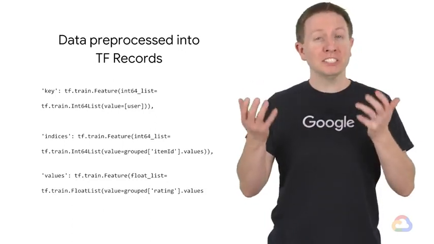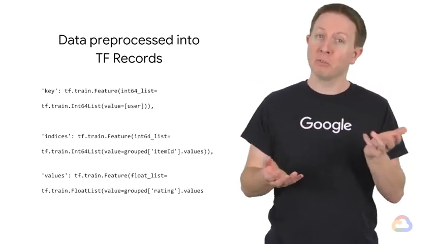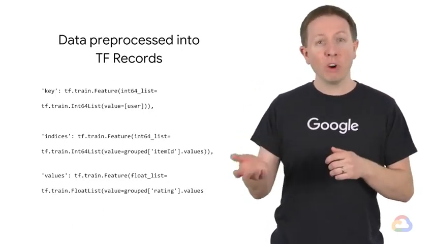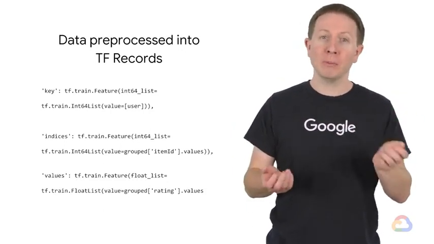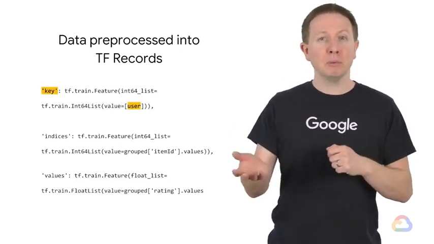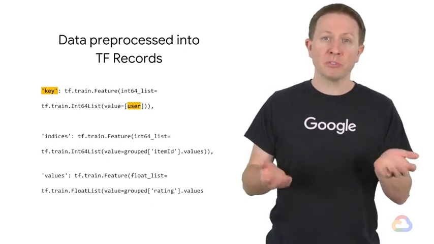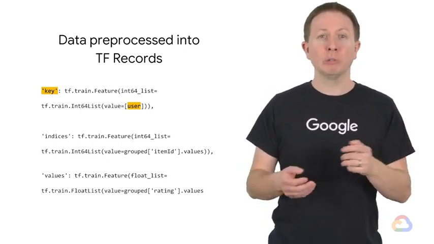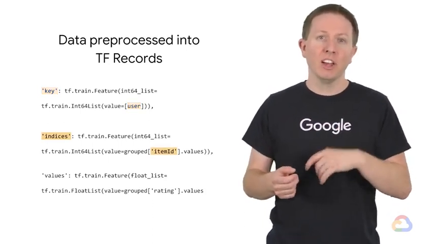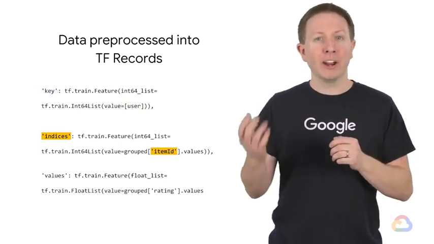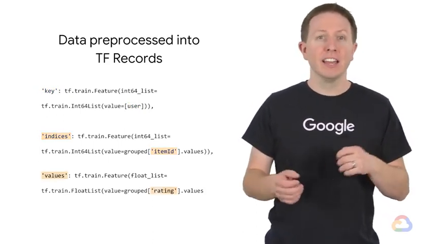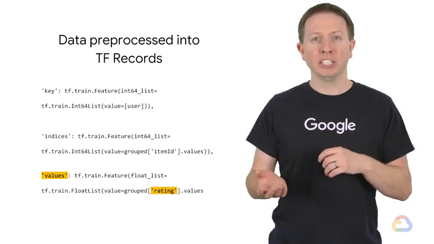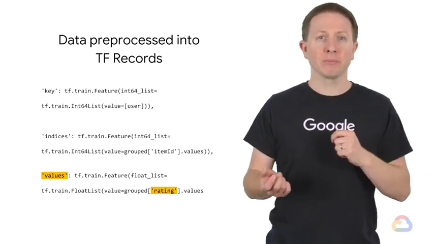So now that we have preprocessed our data and saved that out to TF records, we have the data in the correct format to be read into the needed sparse tensor format. If we want to be able to eventually predict items for users, we will need a key, which will be the user index. We'll also need the items that each user interacted with, which will be our indices. And we'll also need the ratings of these interactions, which we'll set as our values.